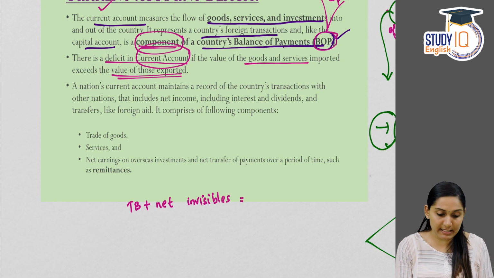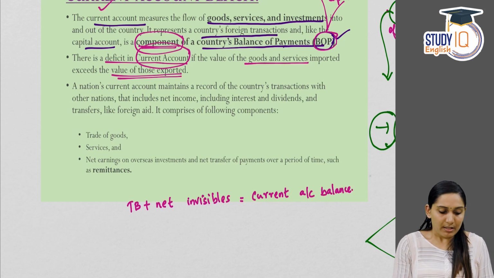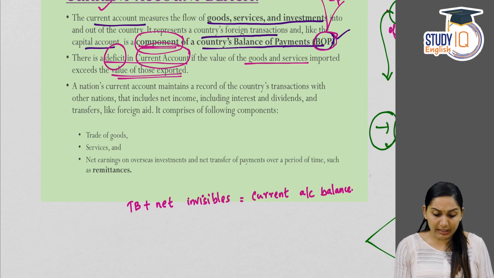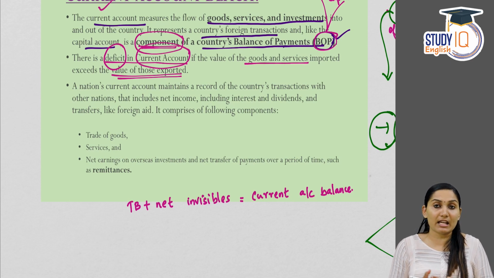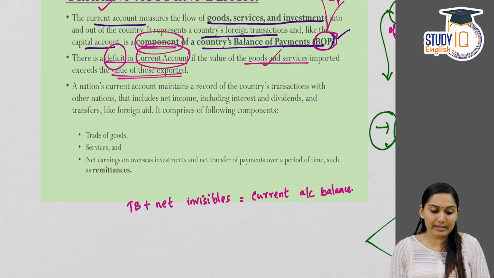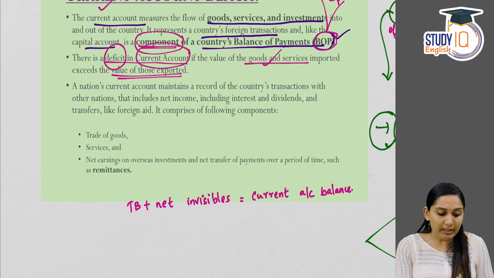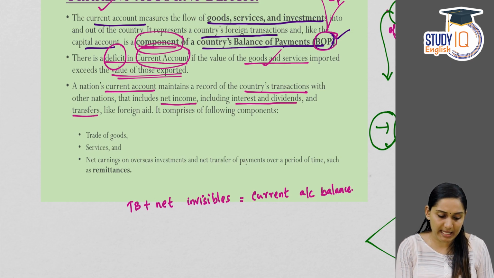Trade balance plus net invisibles will give you the current account balance. So, if the current account is in deficit, that is, if there is an unfavorable balance in the current account, it means that the value of goods and services imported exceeds the value of those exported. A nation's current account maintains a record of the country's transactions with other nations, which includes net income, including interest and dividends, and transfers like foreign aid.